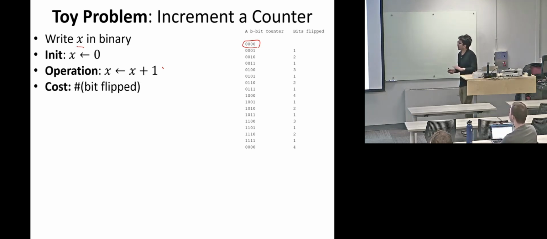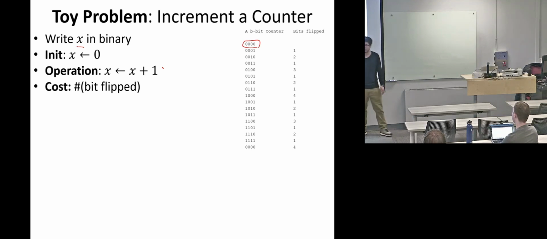And I say that the cost of this operation is just the number of bits that are flipped. For example, this operation takes one flip, so the cost is 1. This is 2 flips, so the cost is 2. Then 1 flip costs 1. 3 flips here, so the cost is 3, and so on. Just a simple process.